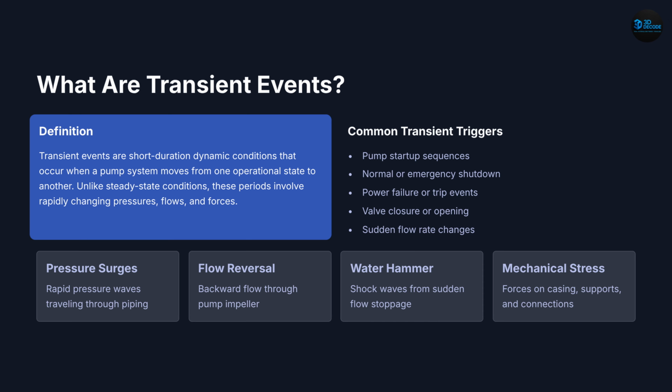Slide 2. What are transient events? Transient events are temporary conditions where system parameters change rapidly. These include startup, shutdown, power failure, valve operation, and sudden flow changes. During these events, pressure waves and flow instability occur.